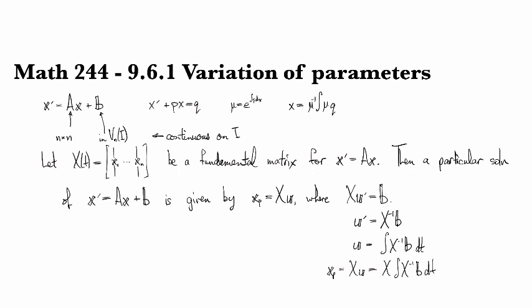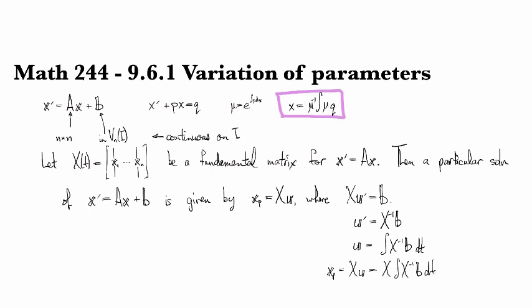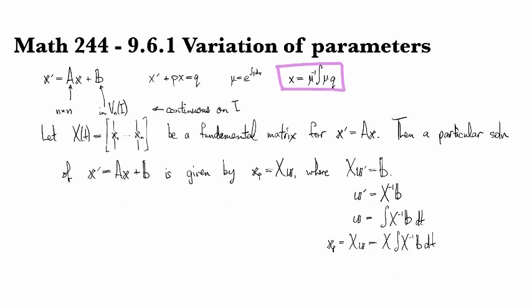And so that is very similar to what we were looking at before. And there's a little bit more to that story. We'll come back to that in an upcoming video. But for now, that's our variation of parameters formula. And we'll do an example in the next clip.